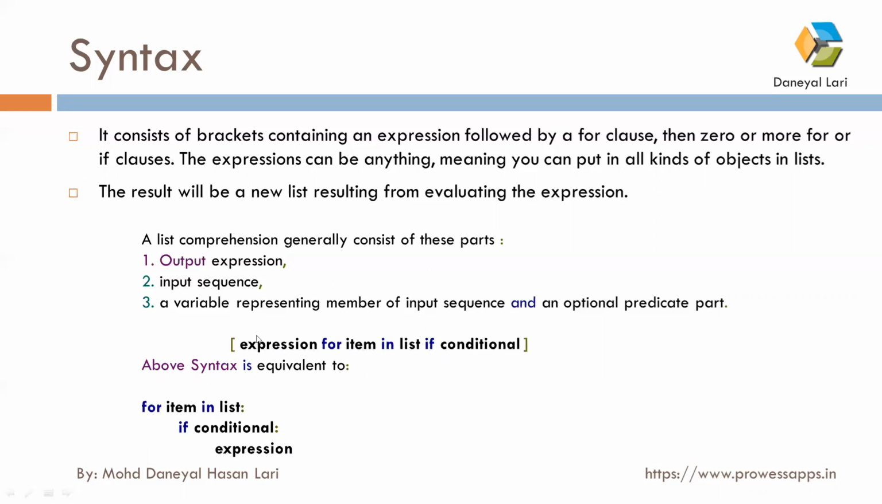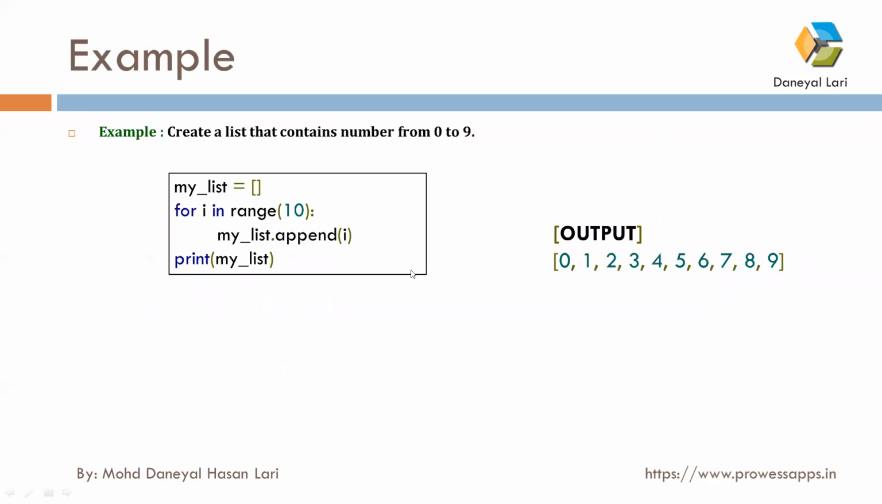Okay, so this is the representation of the list comprehension, and this is the expression that we use generally in our application that we have learned in the previous sessions. So let's see how to use it in an application. Let's create a list that contains numbers from 0 to 9. If you don't know how to use the list comprehension in an application, then what will you do?